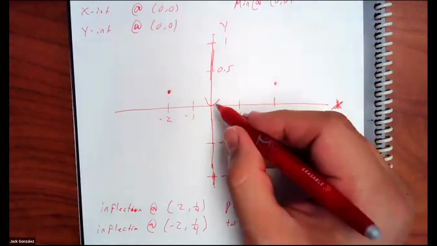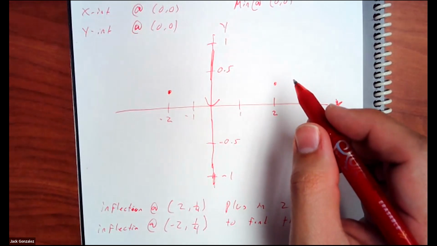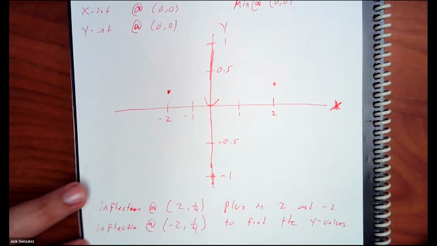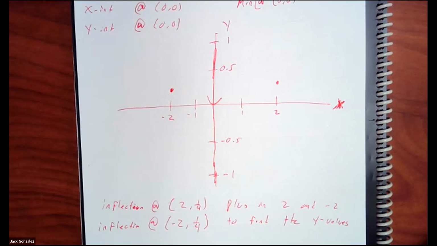Now, you plug those into the second derivative, right? Or the first derivative, this one? No, I use the second derivative to find the x values, and then I plug them into the original to find the location.